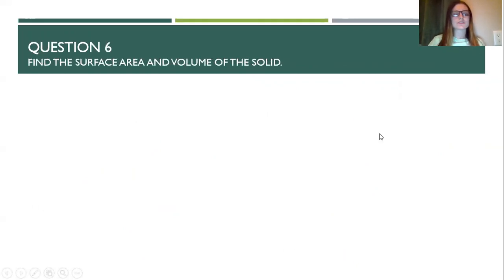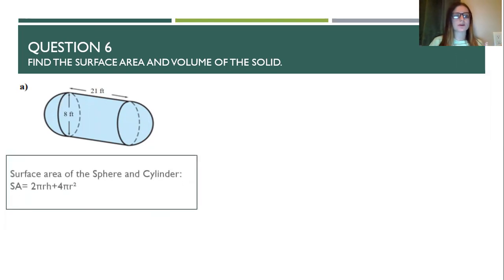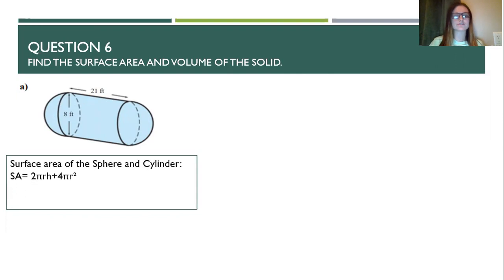So for this question, we have to find the surface area, and we also have to find the volume of our solid. So let's begin with part A. For part A, as you see, we have a cylinder, and we also have half of a sphere on this side and half of a sphere on this side, which equals a whole sphere. So for this problem, we have to know the surface area of a sphere and a cylinder formula, which is surface area equals 2 pi times radius times the height plus 4 pi times the radius squared.